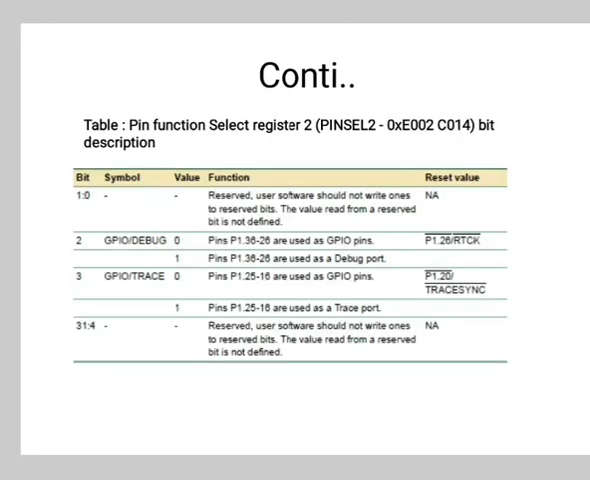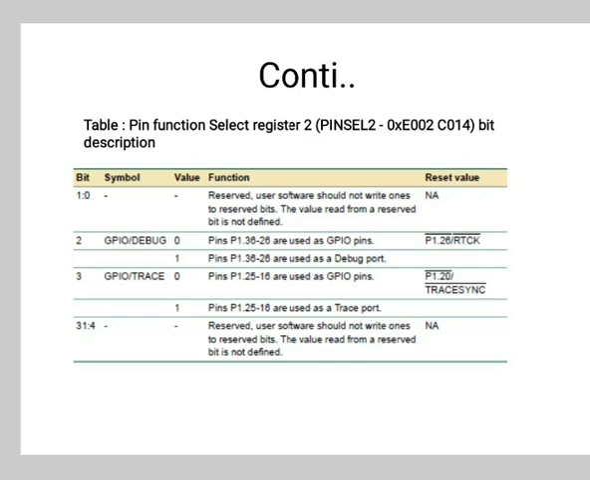Now, this diagram shows the pin function select register 2 bit description. It has bits 0, 1, 2, 3, and the remaining bits 4 to 31 are covered in one. The symbol for bit 2 is GPIO debug and for bit 3 it is GPIO trace. For bits 0 and 1 the function is reserved. User software should not write 1 to the reserved bits. The value read from a reserved bit is not defined.